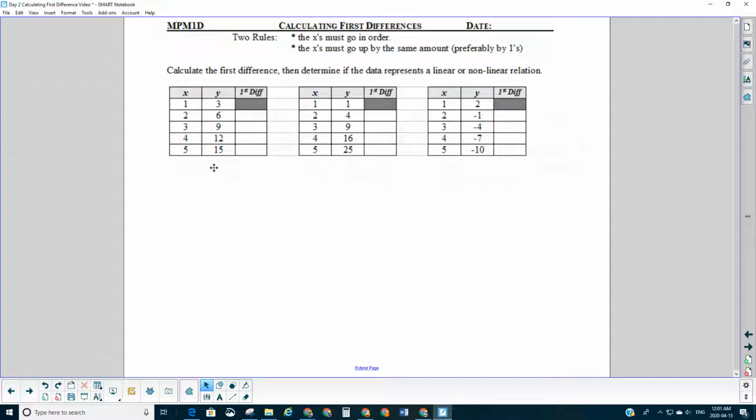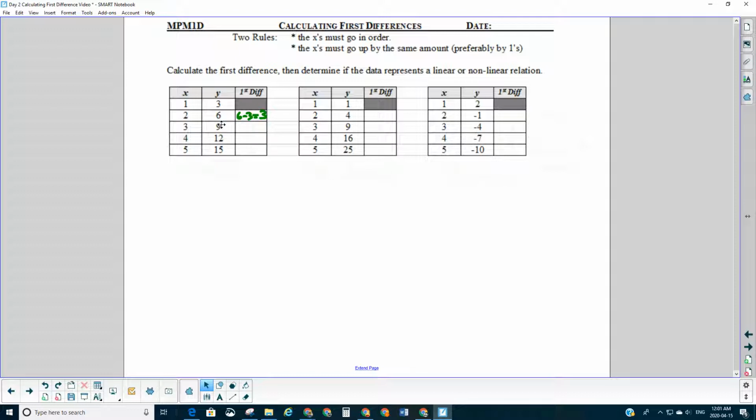So let's look at this one. We're going to calculate the first differences. So remember, you can do it by counting the jumps or by doing the subtraction. So here you see that we're at 6 and we used to be at 3. I think it's safe to say that you know that that's a jump of 3. But what's the math? You actually do 6 minus 3 to get 3. But I'm not going to write that out every time.